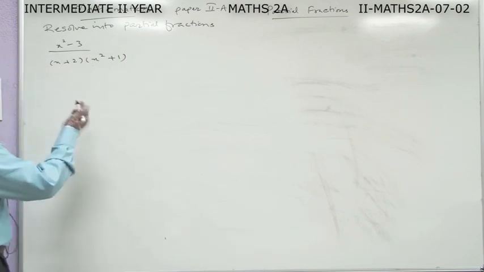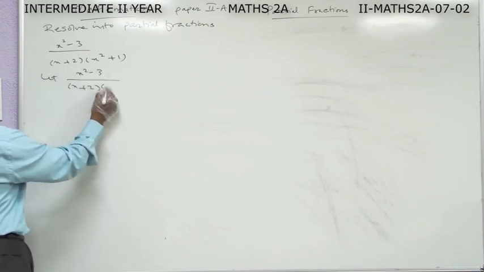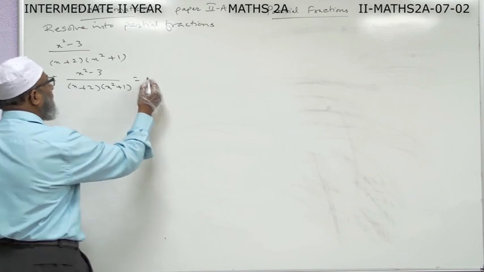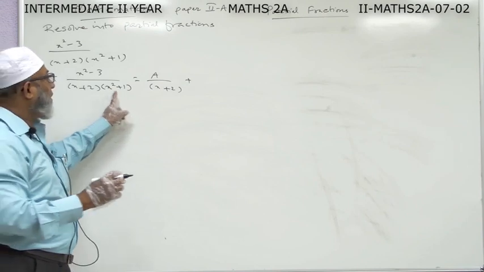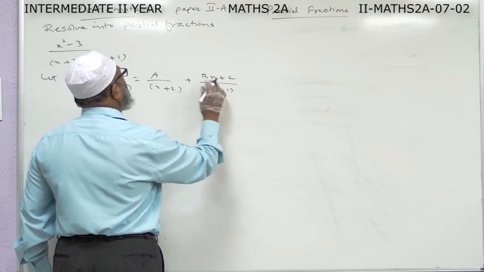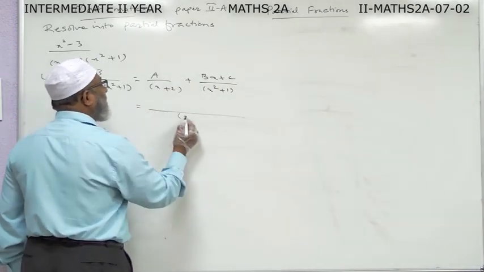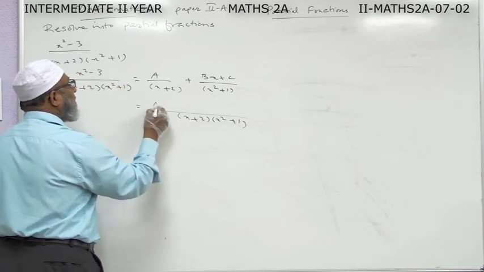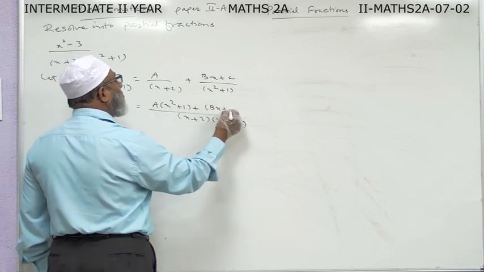So again, the substitution will be the same: x square minus 3 divided by x plus 2 into x square plus 1 is equal to, for the first part, A by x plus 2. For the second part, it is a quadratic one, so the substitution will be Bx plus C divided by x square plus 1. Now, on taking the LCM, what happened? This is x plus 2 into x square plus 1. This will be cancelled. This part remains A into x square plus 1. This part is cancelled. This is again Bx plus C into x plus 2.